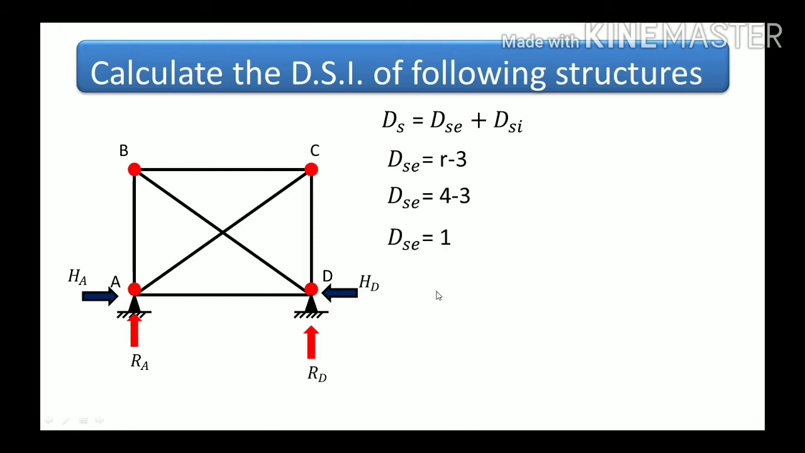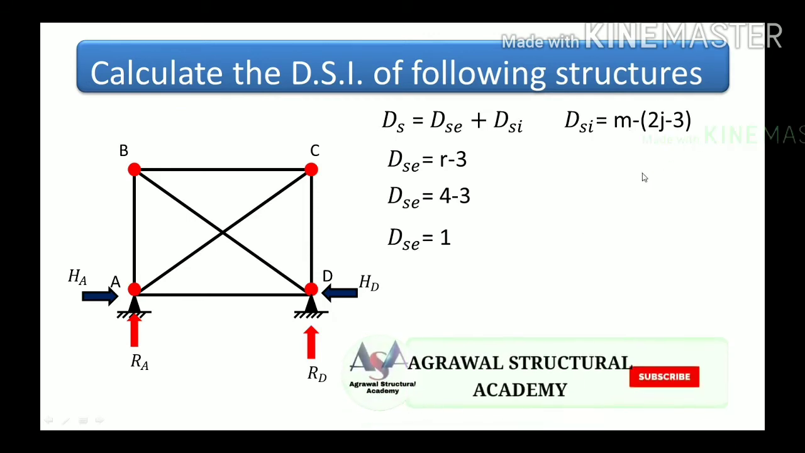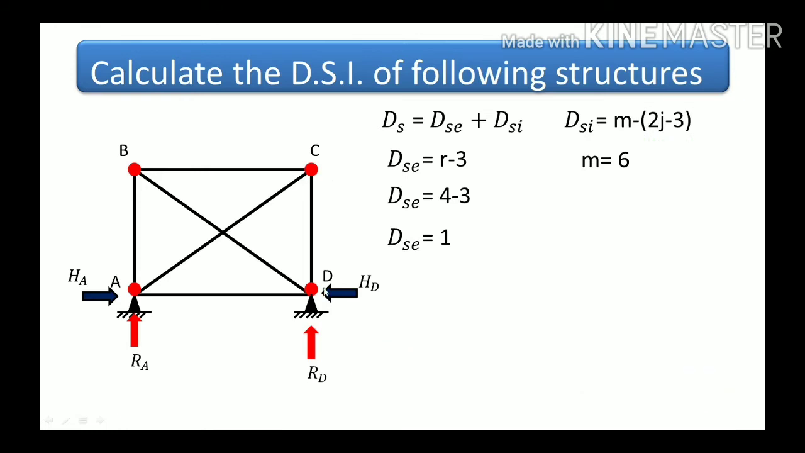Now the internal static indeterminacy, the formula is M minus, in bracket, 2J minus 3. M is the number of members, that is 6: AB member, BC member, CD member and AD member, then AC member and BD member. And J is 4: A, B, C and D. So put these values into our formula: DSI is equal to 6 minus, in bracket, 2 into 4 minus 3. That gives the value 1. So total DS is 1 plus 1, that is 2.